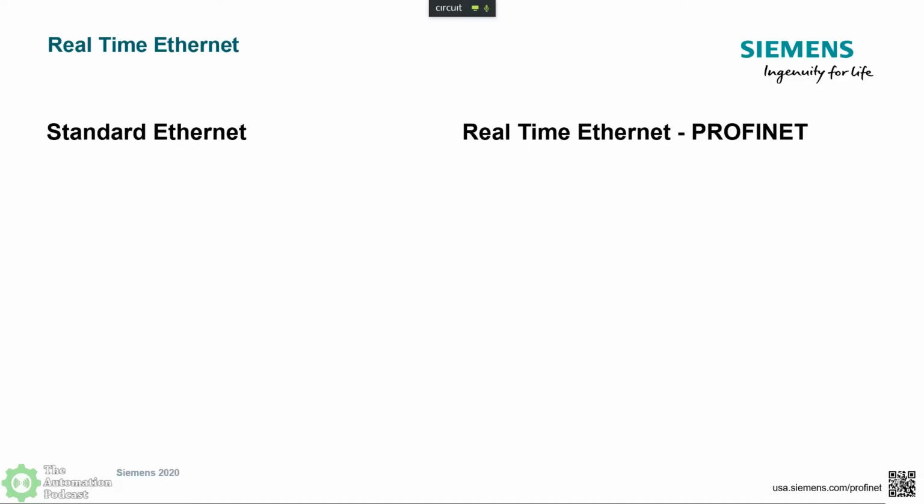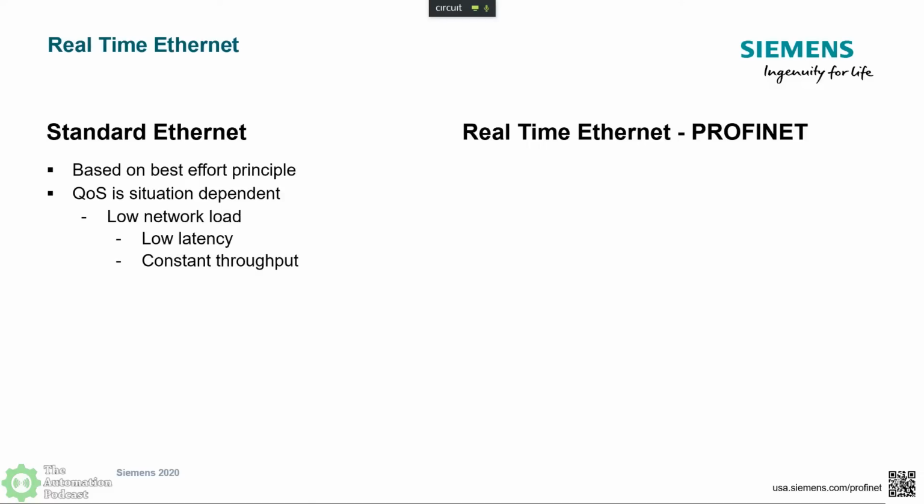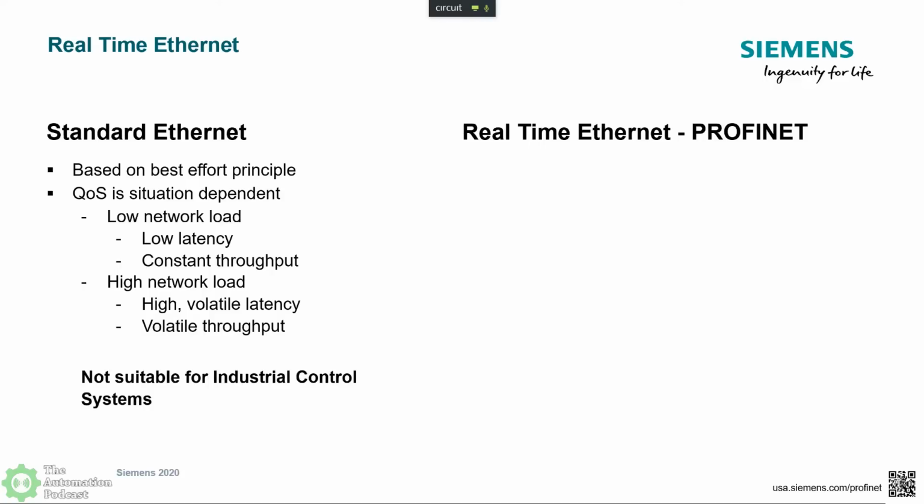So what is the difference between standard Ethernet and real-time Ethernet, such as PROFINET? For standard Ethernet, which is based on the best effort principle, we have quality of service which is quite situation dependent. When we have a low network load, we have a low latency and constant throughput. So that's okay. But if we have a high network load, we have a high and volatile latency and a volatile throughput. And all of that is not suitable for industrial control systems.